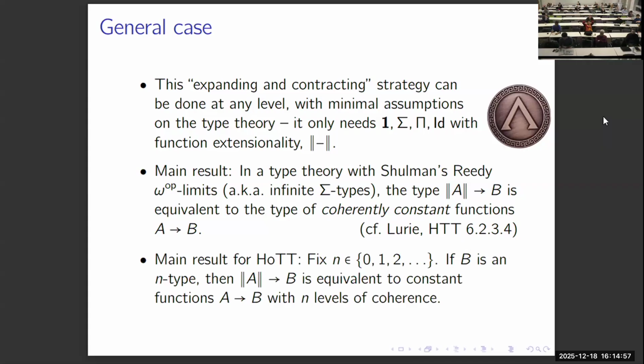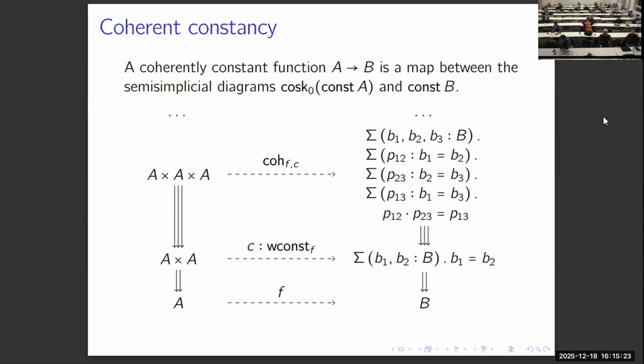Right, so now if we actually just want a result that we can state and formalize in HoTT, we would say that, let's fix some number n, and now if B is an n-type, then the functions from A truncation to B are the same thing as constant functions from A to B with n levels of coherence. Right, so we can formalize this in HoTT if we fix this number n. So now this is the issue. A coherently constant function is essentially a map between semi-simplicial diagrams, namely from the coskeleton of the constant A diagram to constant B. Just when I say constant, we have to take a fibrant replacement first, otherwise this doesn't make sense in type theory.